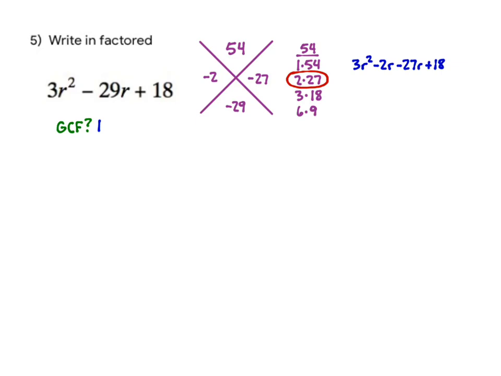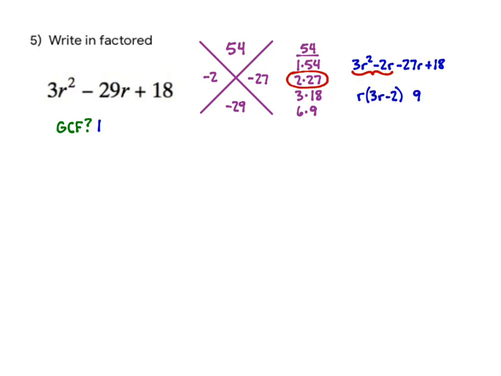Now, from here, we're going to group these things. We're going to group the first two terms, and we're going to find the greatest common factor of those two terms. The greatest common factor here is r, and then we're going to divide the 3r squared and the 2r by r to see what's left over, and we're left with 3r minus 2. A good thing that you're always going to want to do is to distribute back in just to see if you did it right. R times 3r is 3r squared. R times negative 2 is negative 2r.